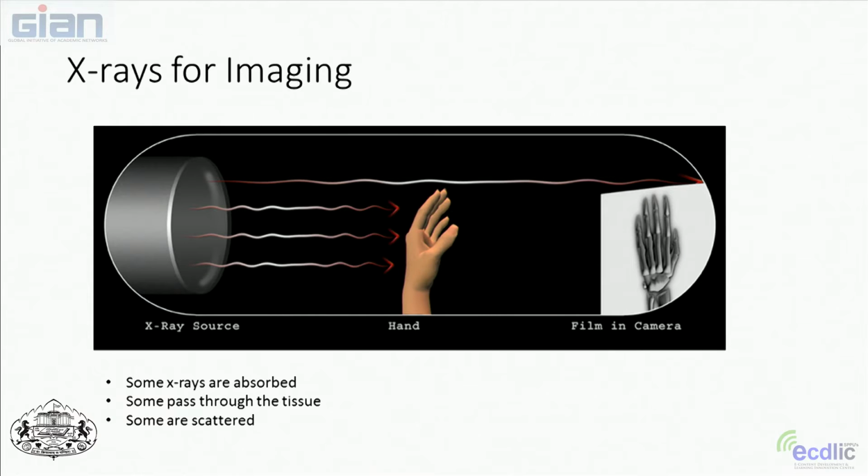So here's an example. You put your hand up and you have the X-ray go through. Some of the X-rays are absorbed, some pass through the tissue, and some are scattered. But because they're passing through the tissue at different amounts based on the properties of the tissue, you can generate an image on the other side when you pass it through. So it's passing through the skin and the soft tissue more than it is through the bones.